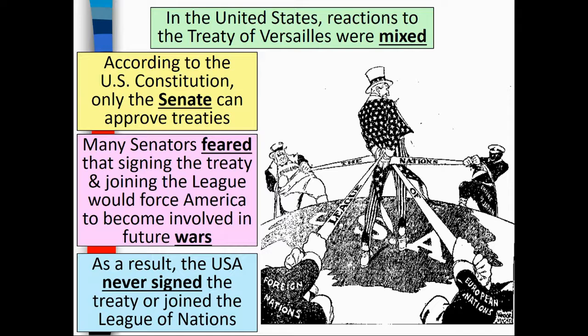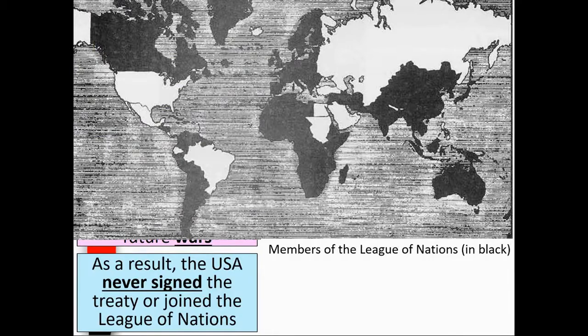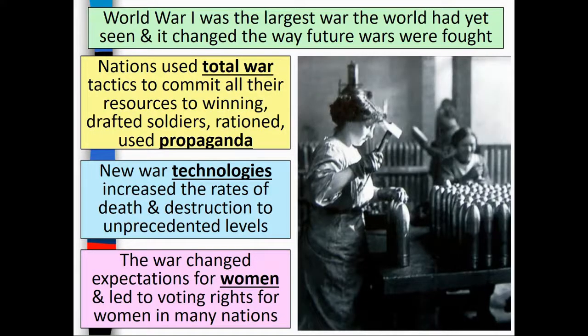World War I was the largest war the world had yet seen, and it changed the way future wars were fought. Nations used total war tactics to commit all their resources to winning, drafted soldiers, rationed, and used propaganda. New war technologies increased the rates of death and destruction to unprecedented levels. The war changed expectations for women and led to voting rights for women in many nations.